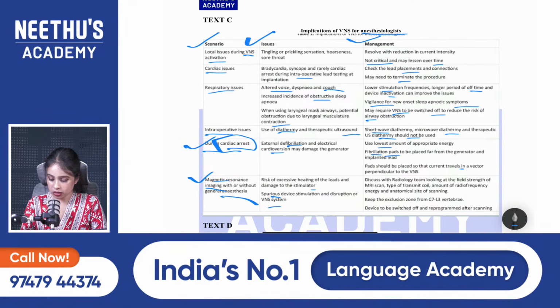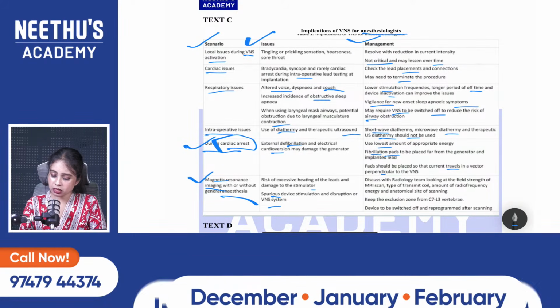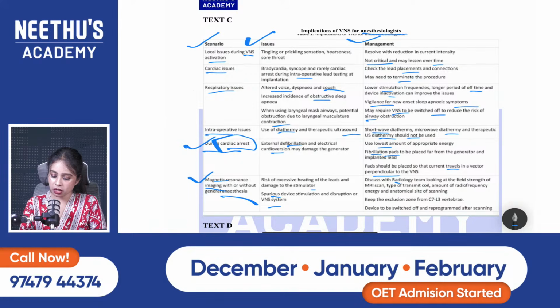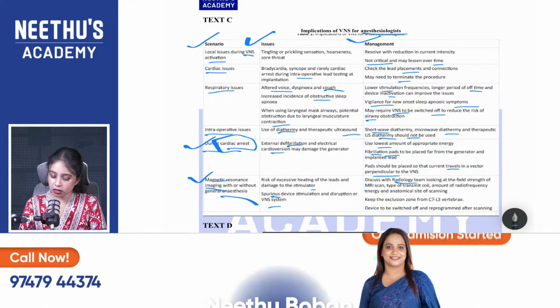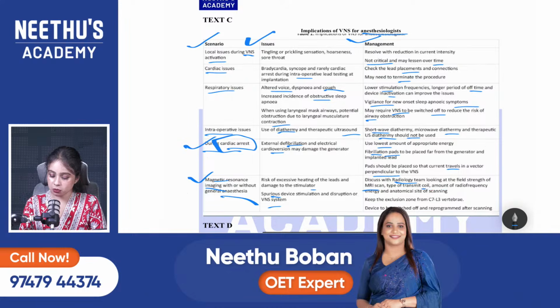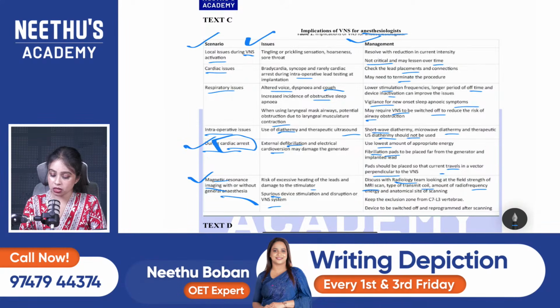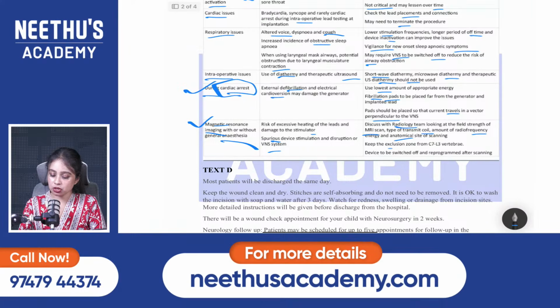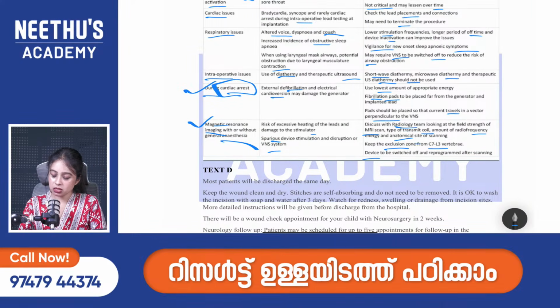Pads should be placed so that current travels in a vector perpendicular to the VNS. Discuss with the radiology team the field strength of the MRI scan, type of transmit coil, amount of radio frequency energy, and anatomical site of scanning. Keep the exclusions on from the C7 to L3 vertebrae. The device is to be switched off and reprogrammed after scanning.